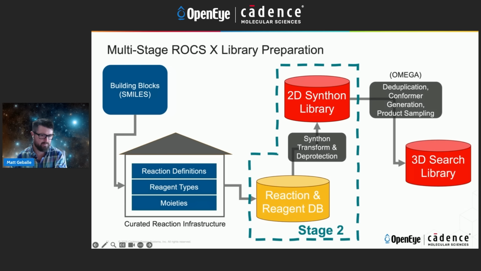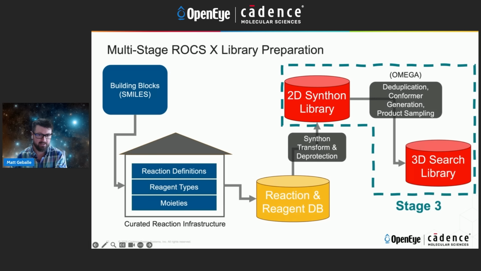In the second step, we transform the reagents from that into synthons and do deprotection and build those into a 2D synthon library. And in the third step, we do deduplication that we talked about, and then we do conformer generation using our conformer generator Omega so that we can do 3D searching. We also sample some products from combining these reagents and generate conformers for those products too that we want to use in the different stages of the search that I'll talk about in a few minutes.